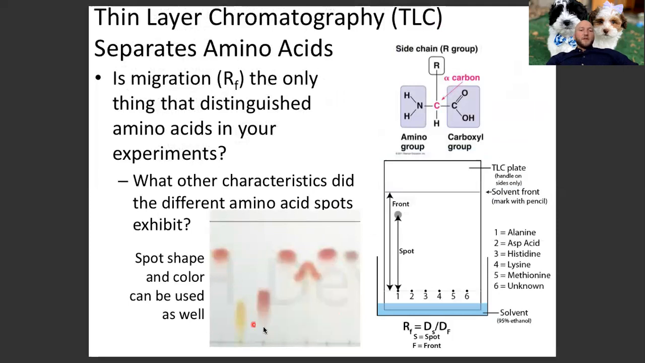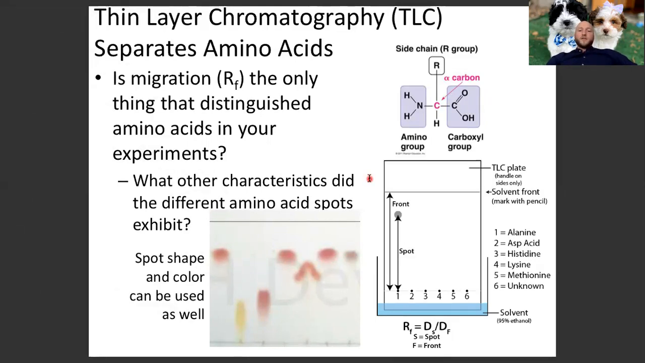So right down here, we actually have one of these plates. This is what it looks like when we finish in class. So what other characteristics do you notice? What else varies, what is different between each one of these samples? Shape and color is actually different, and you can use that to help you identify what the unknown sample is.